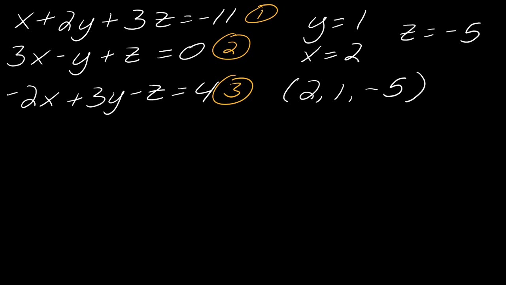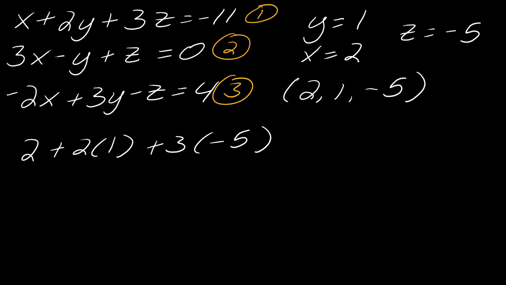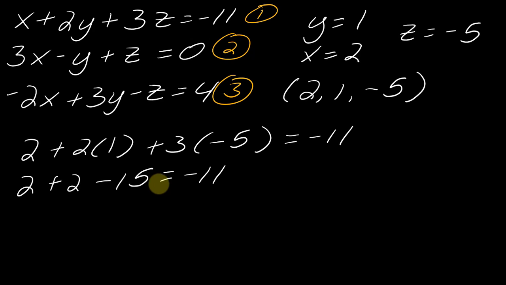Okay, and so plugging into the first equation, this will be 2 plus 2 times 1 plus 3 times -5 equals -11. So let's see if that's true. So this will be 2 plus 2 minus 15 equals -11. And so that really comes out to 4. This will be 4 minus 15, so that does equal -11. So the first one is good.